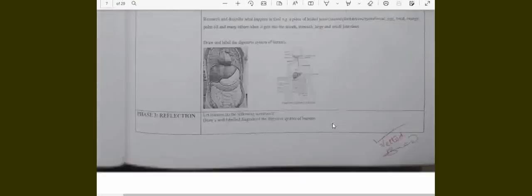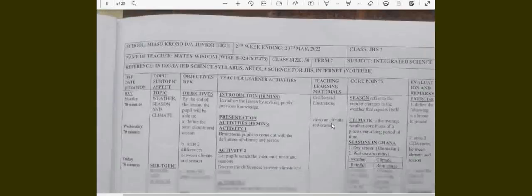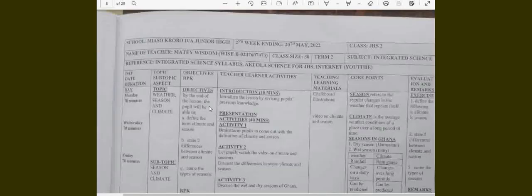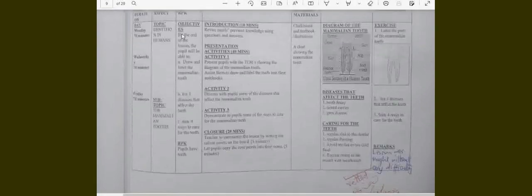Now, if I check that of GHS2 note, that's the objective. It says that by the end of the lesson, the learners will be able to define the terms climate and season. So that's the objective and that's my indicator. If I check from GHS3 2, yes, they'll be able to draw and label the mammalian tooth. You can see that my note has been vetted on the 16th of May 2022, and I have my remarks there as well. So that's the indicator we are talking about.